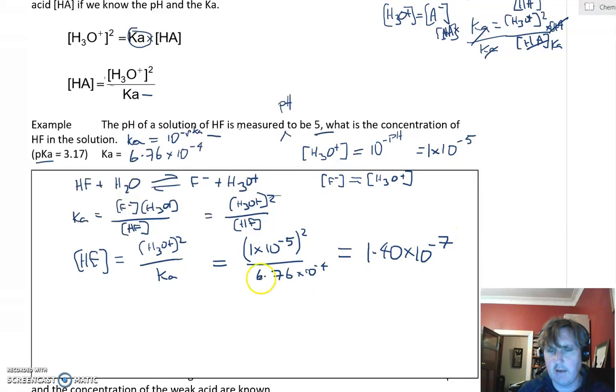Okay, putting that into a calculator. HF, concentration. Okay, so concentration is in moles per litre. And I have this to 3 significant figures, so that's looking pretty good.